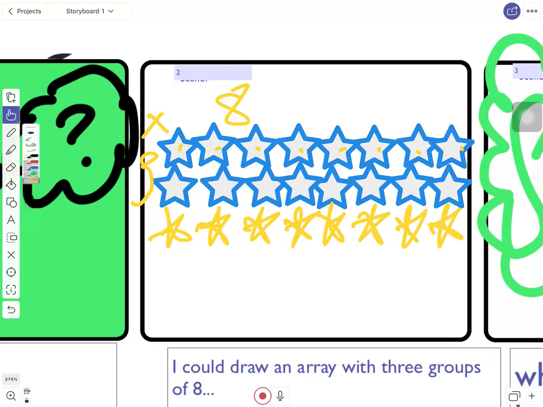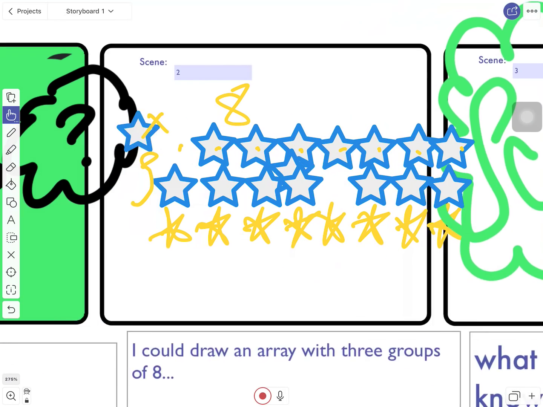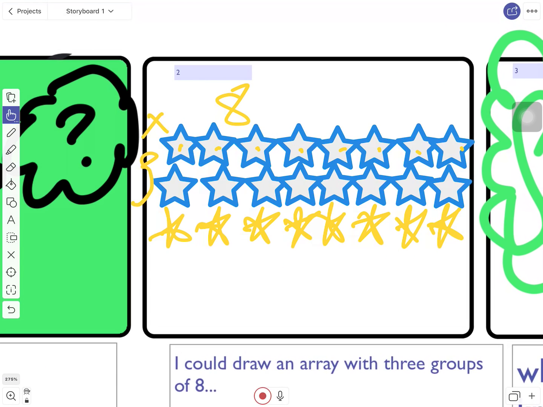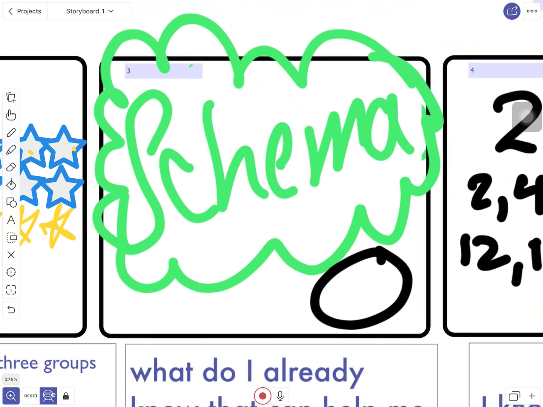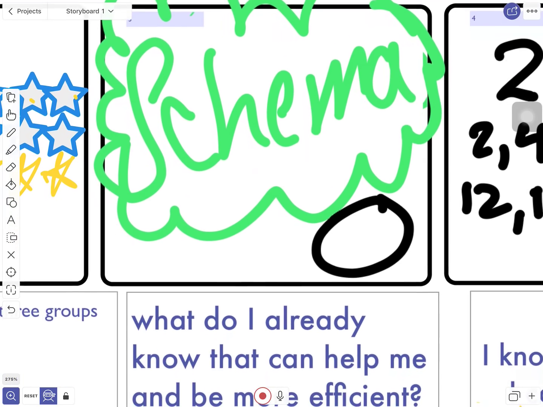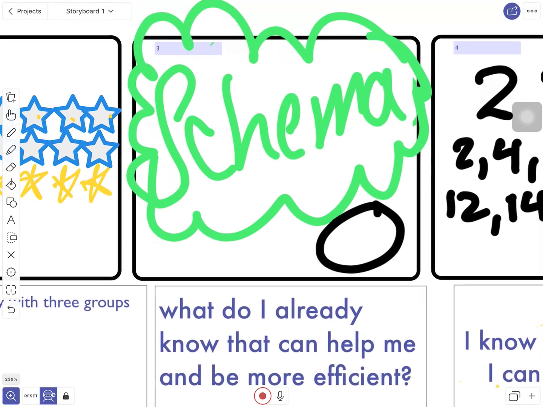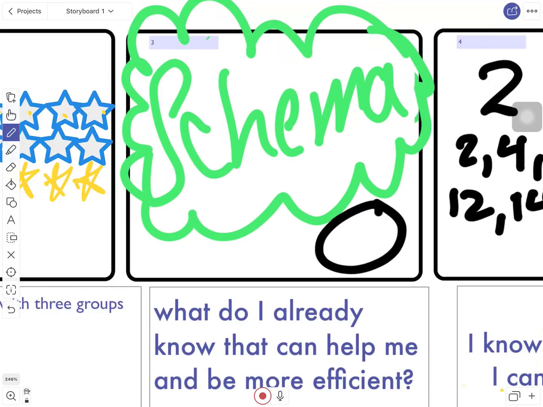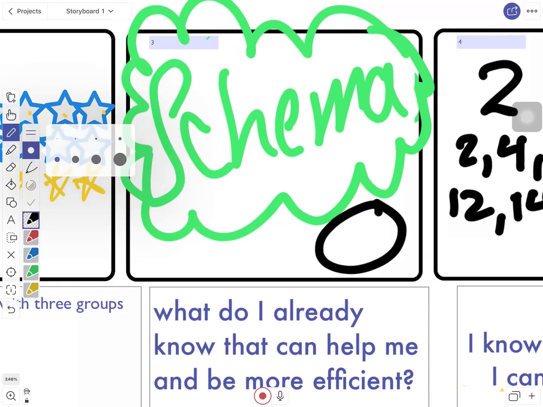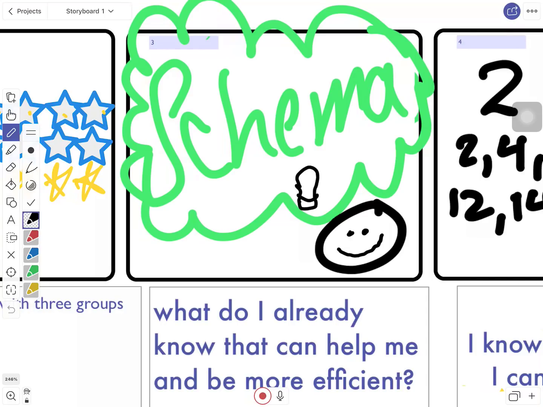So I'm curious, how can I use my schema and what do I already know that will help me be more efficient? Again, efficient means using my time wisely. So how can I use my schema to help me? I know, light bulb. I know some other facts pretty well.